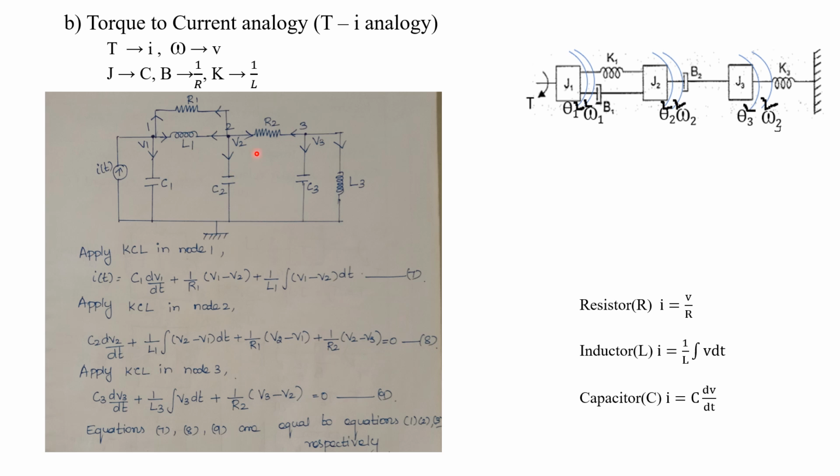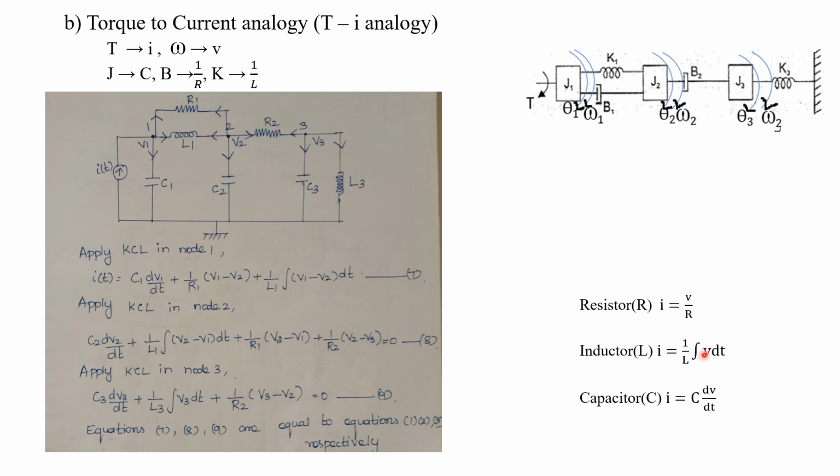Now, in node 3, we can apply Kirchhoff's current law. So here, what about the current flowing through the capacitor C3? I is equal to C into dV by dt. Here it is C3 into d by dt of, what about the voltage drop across C3? That is V3 minus 0, that is V3.